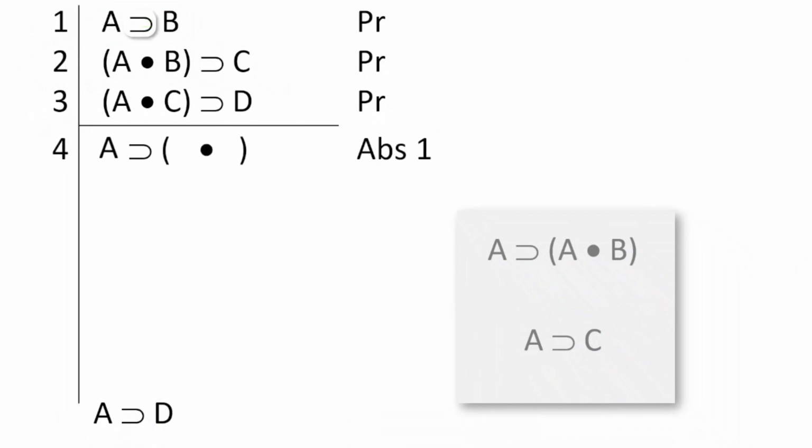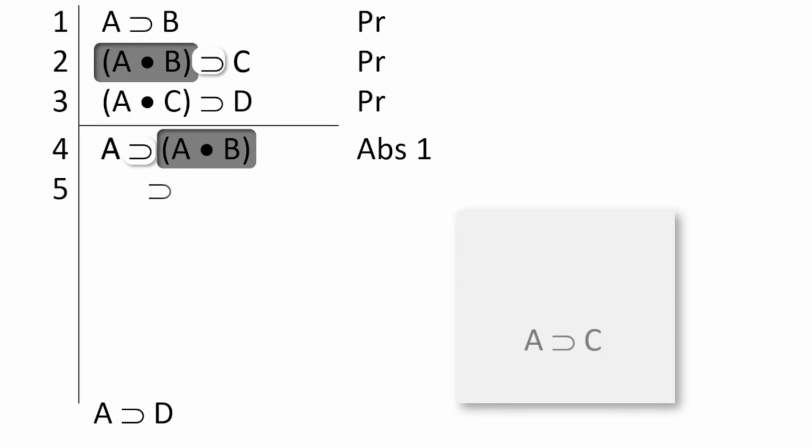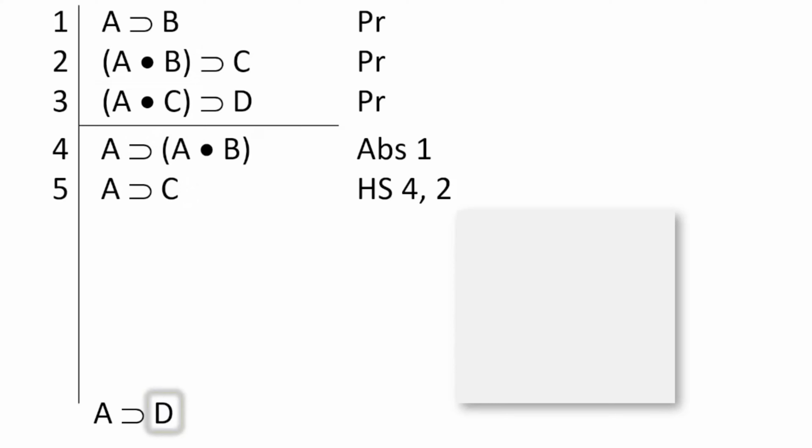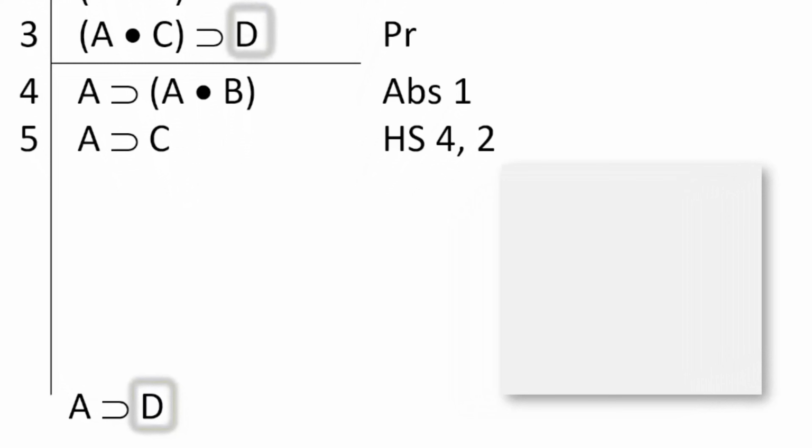We apply absorption to premise 1. And now we can match the two conditionals in line 2 and 4. We cancel out the common term and get the conditional if A then C by hypothetical syllogism. Ultimately what we want is another conditional if A then D. D, as we mentioned, is a consequent in line 3, and we would somehow need to match the antecedent of that conditional, A and C, with the consequent of a conditional that would have A as the antecedent. In other words, we would need to get a conditional of this shape.